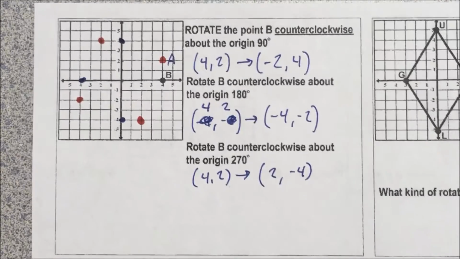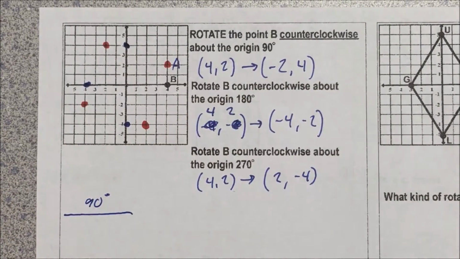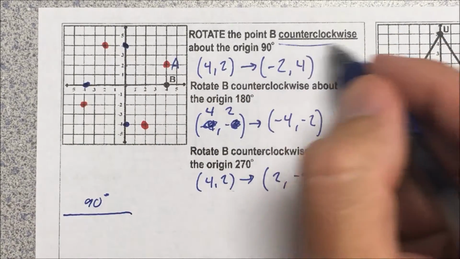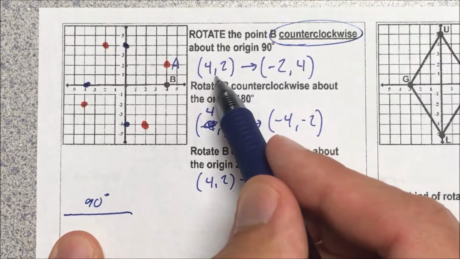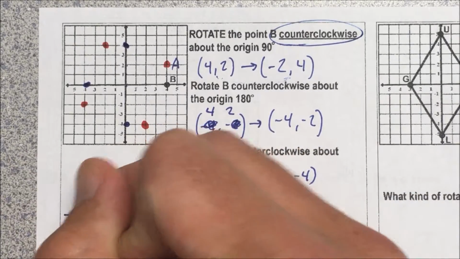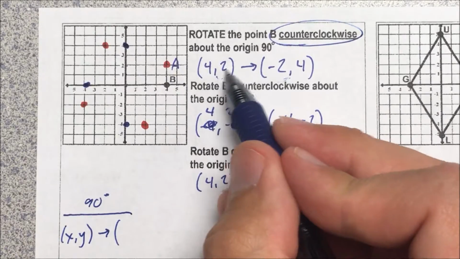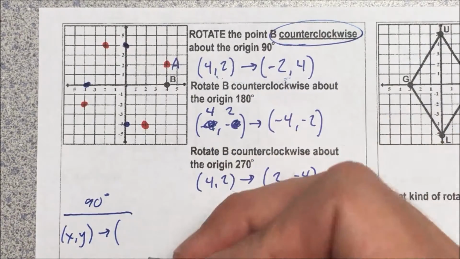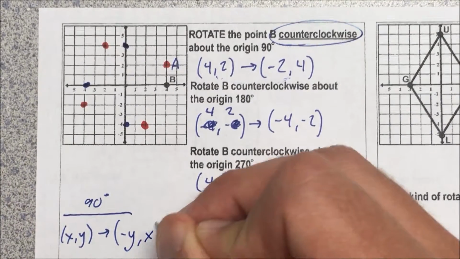Now, what are my rules? Well, 90 degrees counterclockwise. Make sure you know that it's counterclockwise here. I'm rotating something 90 degrees. Well, what is different from here to here? How did those change? Well, X, Y went to, notice the negative on the 2. Notice how they swap places. So I got negative Y, X.